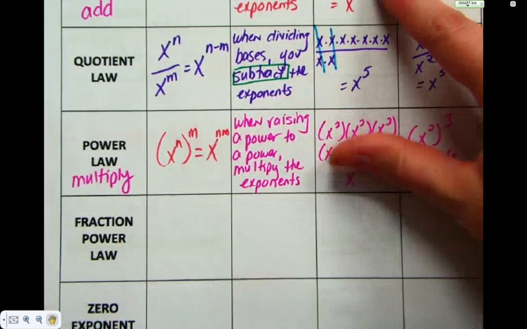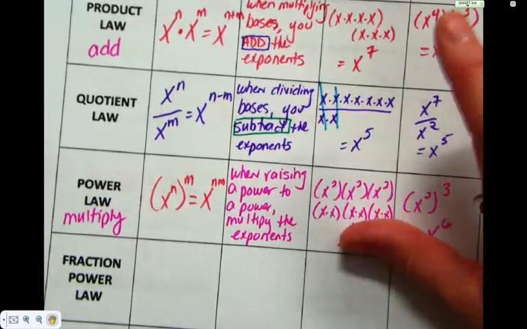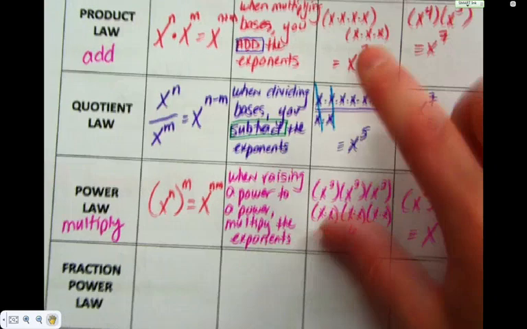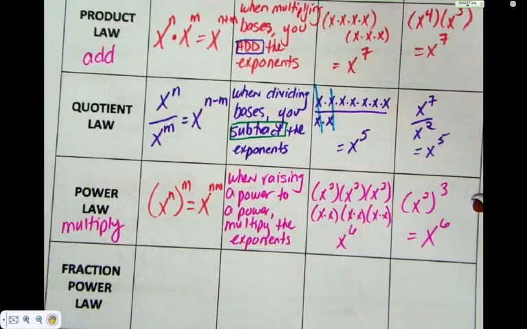You need to really understand the difference between product and power, because you're going to mix up when you're adding and when you're multiplying. So 2 exponents, 1 base, you're multiplying. 2 bases, you're adding.